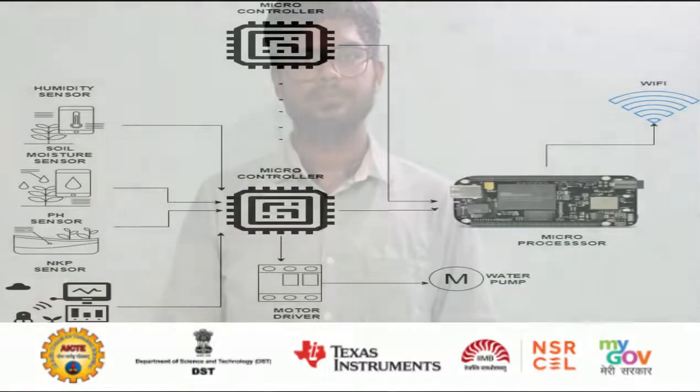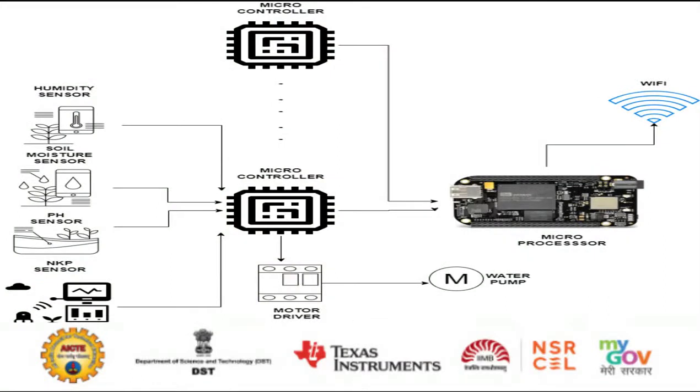Hi, this is Gopal, and I'm here to explain the flowchart, the workflow of our project Smart Farming using TI. In this project, we use three main components: the microprocessor, the microcontroller, and all the sensors. We use BeagleBone as the main microprocessor because it is the heart of our project. BeagleBone is one of the products of Texas Instruments.